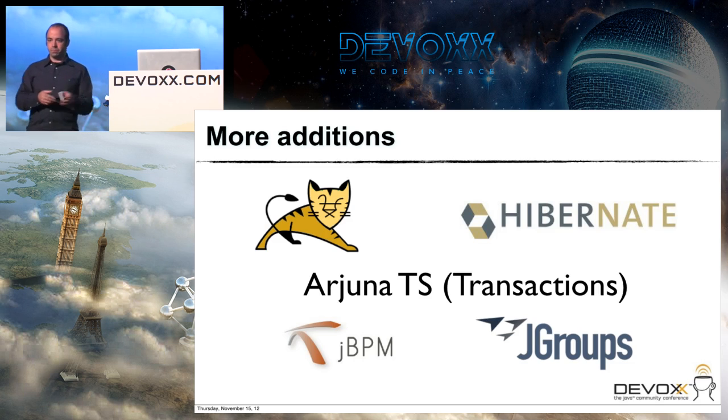Over the years, JBoss brought a lot of other projects into the ecosystem, primarily in the Java space. So it brought in Tomcat, which was integrated into what we call JBoss Web today. It acquired Hibernate, jBPM, JGroups, transactions, rules, a lot of them. All of them within the space of Java.